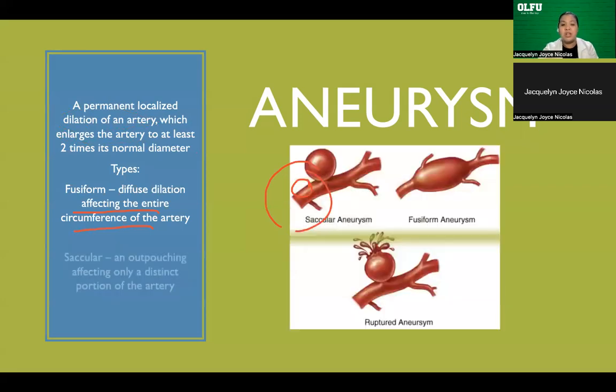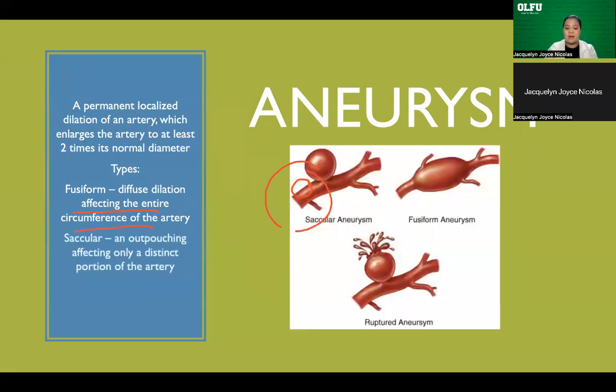Now, these are the images just for you to have an idea. Kasi baka nabobore na kayo sa drawing ko. Okay? So, this is a fusiform aneurysm. So, as you can see, the diameter of the artery is stretched on its entire circumference.